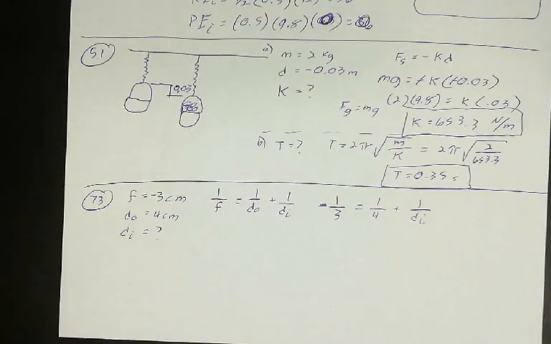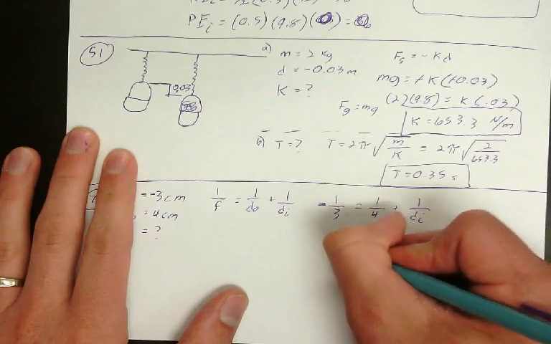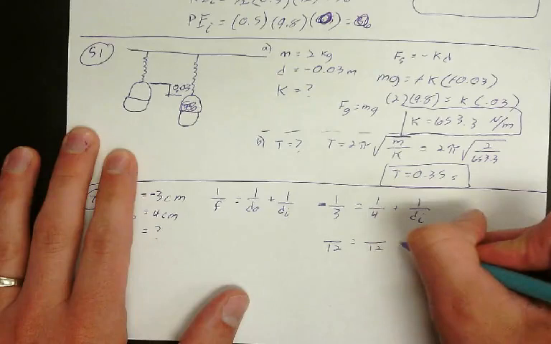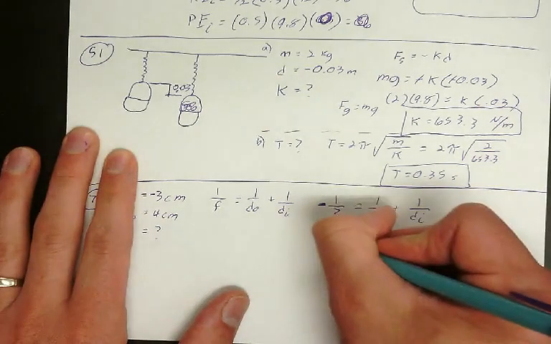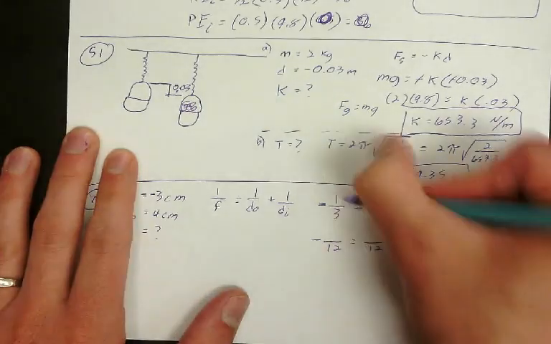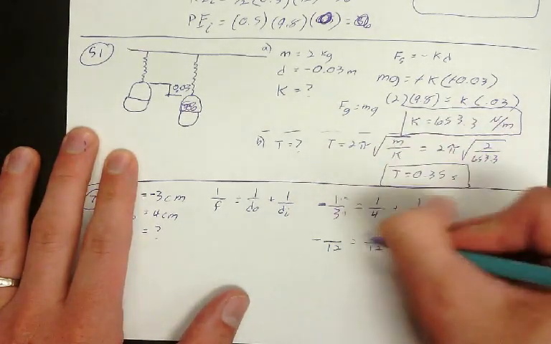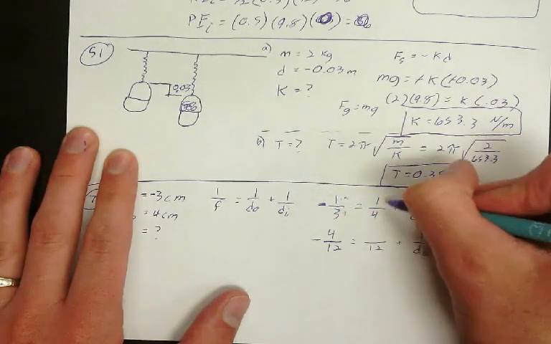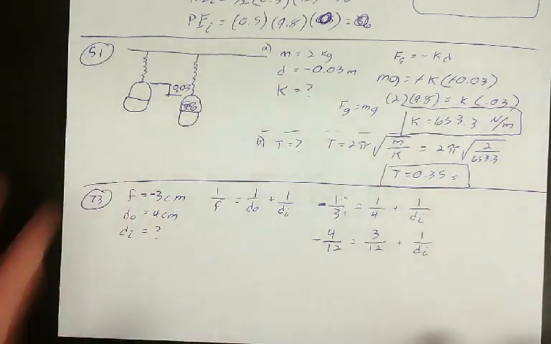So I need a common denominator. The common denominator I'm going to use is 12, between 3 and 4. So this is still negative. I would multiply the top and bottom of this one by 4, so I would get 4 over 12. And I multiply the top and bottom of this one by 3, so I get 3 over 12.